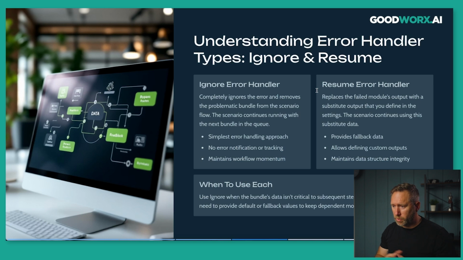So when do you use each? Use ignore when the bundle's data isn't critical to subsequent steps. Use resume when you need to provide default or fallback values to keep dependent modules functioning properly. Okay, I hope that's clear.